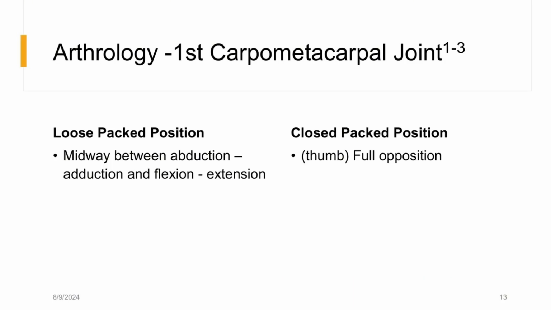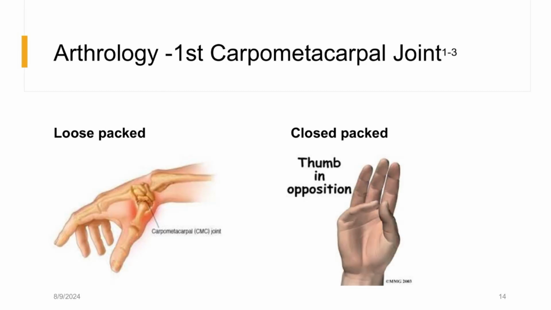All right, the carpometacarpal joint loose pack position is considered midway between abduction and adduction and flexion and extension. So your midway point between those movements. And the closed pack position for the CMC joint is full opposition. All right, here's your loose pack position. This is a visual. And this is your closed pack position for the thumb. Thumb being in opposition, closed pack position.